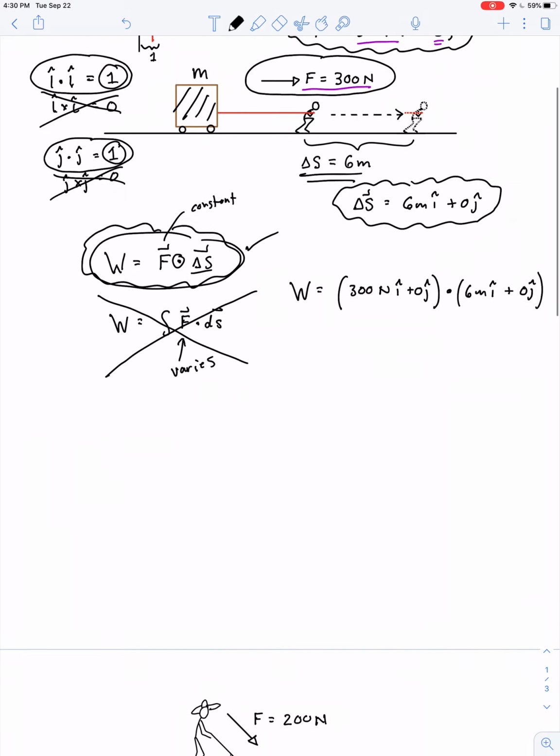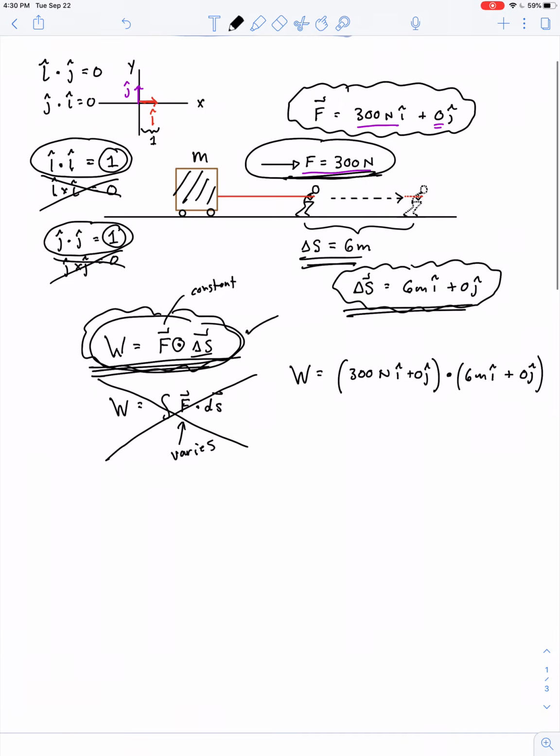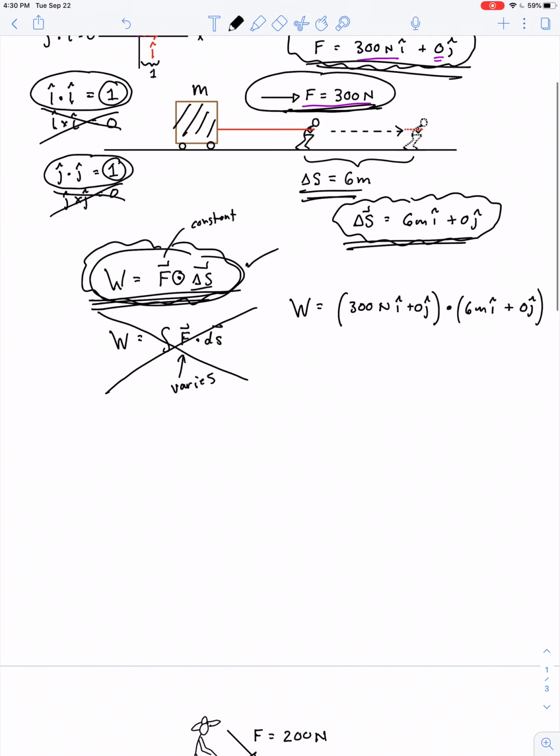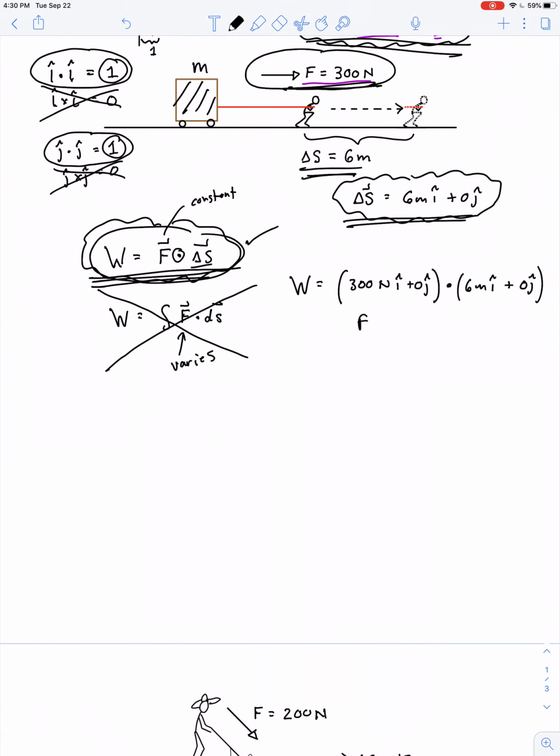Okay, now we've just applied this formula for calculating work to this specific example of a displacement and a force that have been stated in unit vector notation. So we need to do, what do they call it? FOIL, first, outer, inner, last. So the work would be equal to 300 newtons i hat dot 6 meters i hat. Okay, that's the first. Plus, now we have to do the outer.